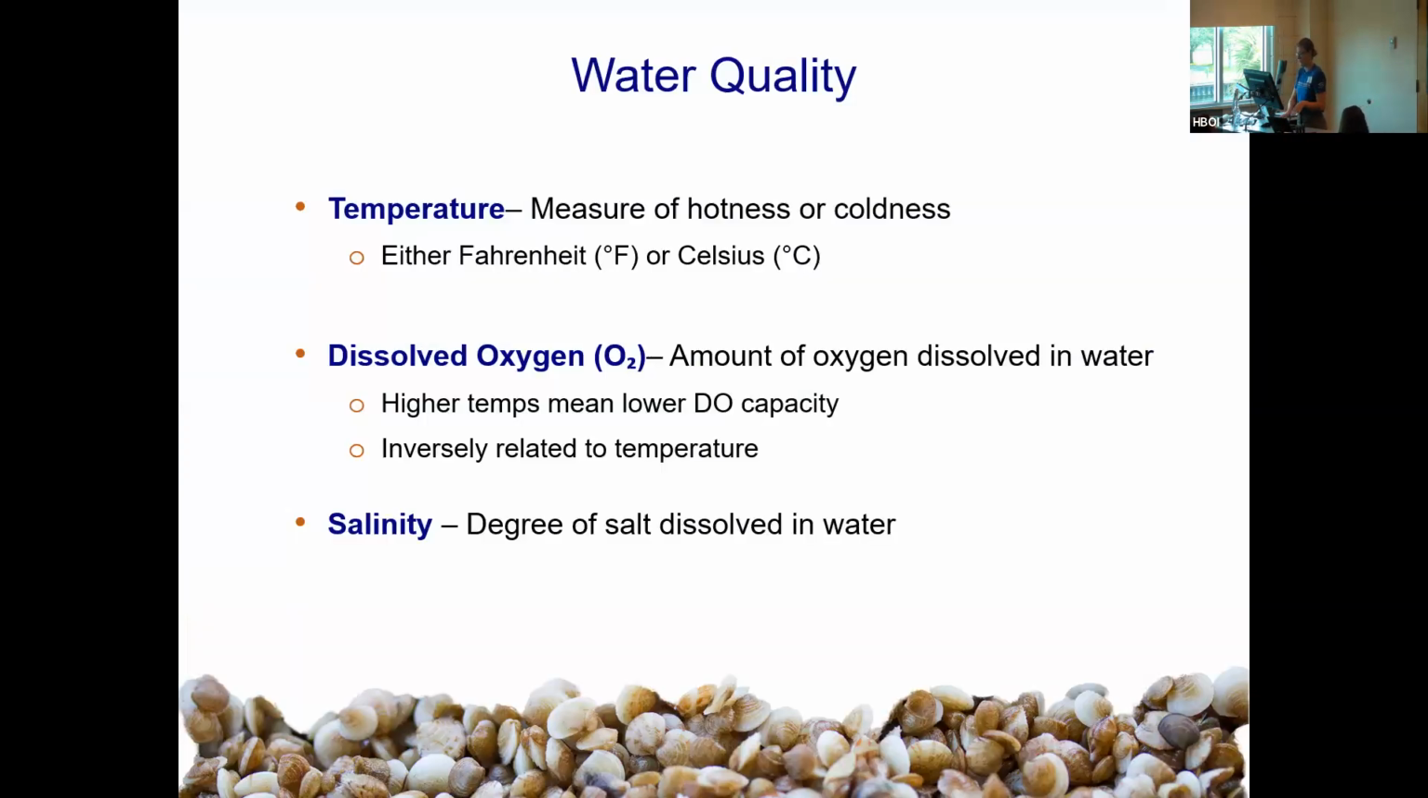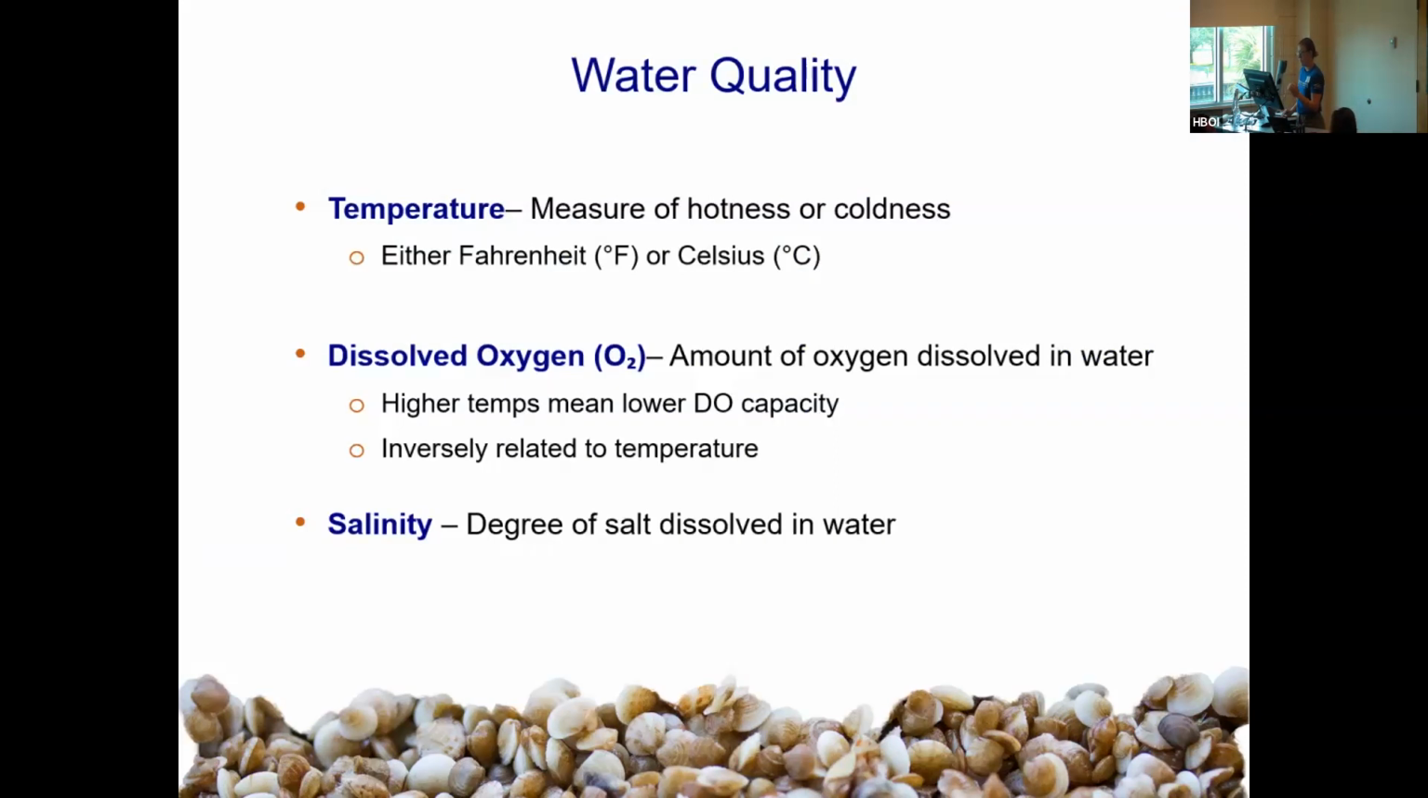We'll start off with some definitions, pretty basic. I'm going to talk about temperature, dissolved oxygen, and salinity. Temperature is the measure of hotness or coldness in either Fahrenheit or Celsius. All of the graphics you'll see with the example data are going to be in Fahrenheit. Dissolved oxygen, or I'll call it DO, is the amount of oxygen dissolved in water.